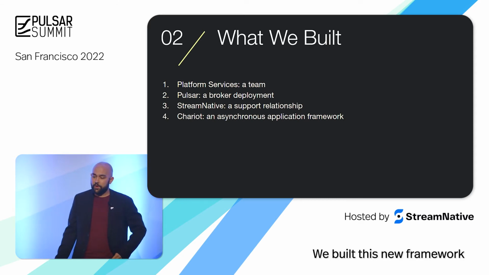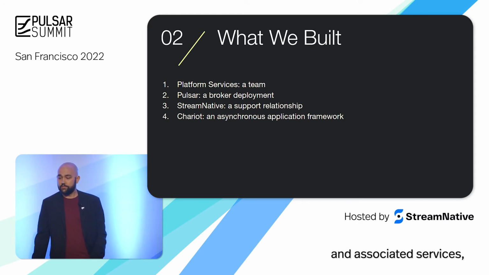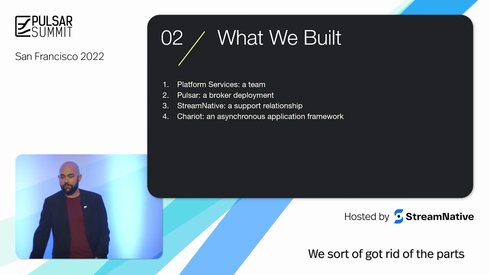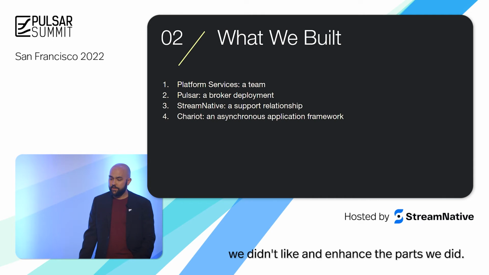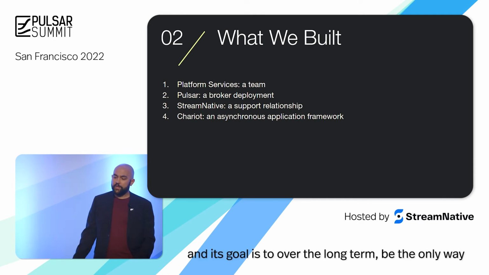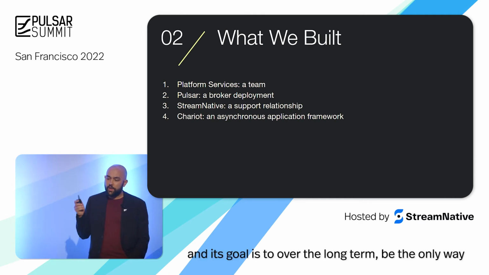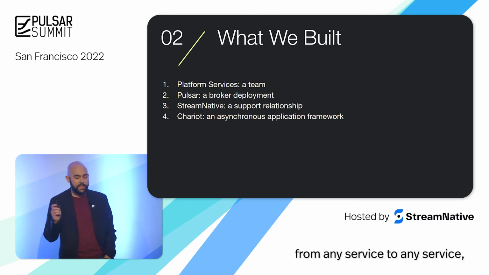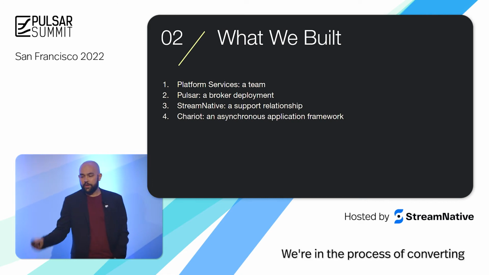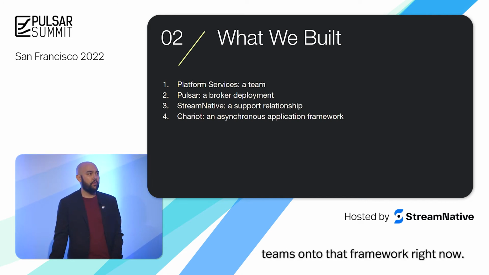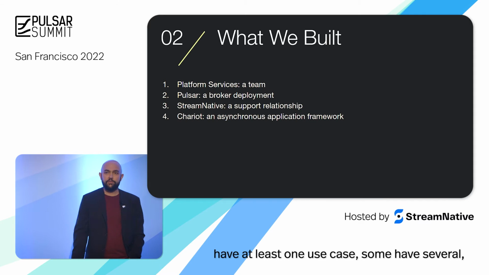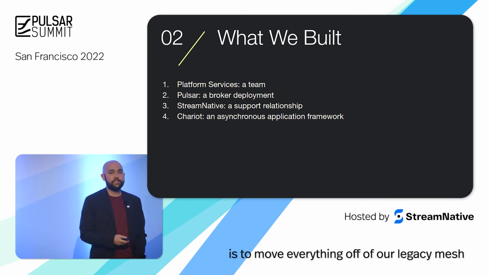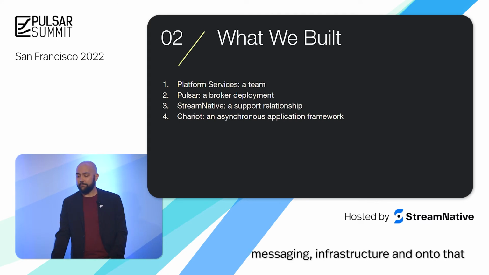To do that, we built this new framework we call Chariot that fronts our brokers and associated services, and it's analogous to Celery. It's not equivalent. We sort of got rid of the parts we didn't like and enhanced the parts we did. We deliver that as a library right now, and its goal is to, over the long term, be the only way code inside Klaviyo communicates asynchronously. From any service, to any service, any volume, anywhere. We're in the process of converting teams onto that framework right now. Say the majority of teams have at least one use case, some have several, and the long-term plan is to move everything off of our legacy messaging infrastructure and onto that.